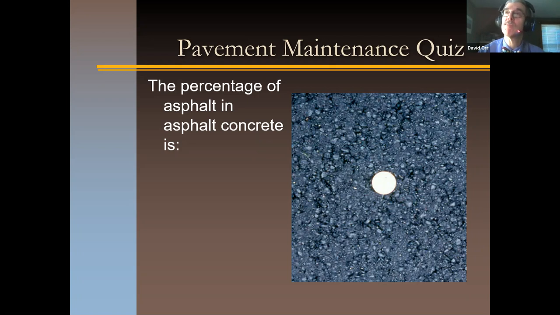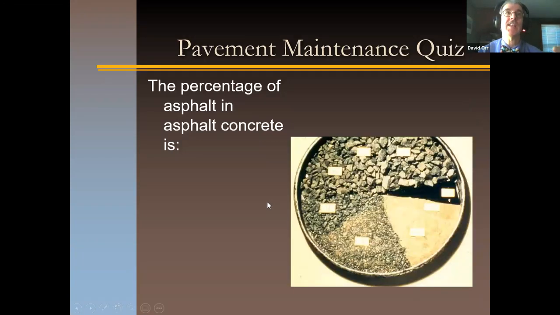5.5%? Somebody pretty precise. 15? 8 to 9? There should be a range, as you would imagine. There's quite a bit of a range depending upon the kind of mix that you're using: hot, cold, warm. Is it open graded? Is it dense graded? Things like that. But the reality is, when you start looking at it and you break it down, you're going to see that the amount of asphalt is actually relatively small.